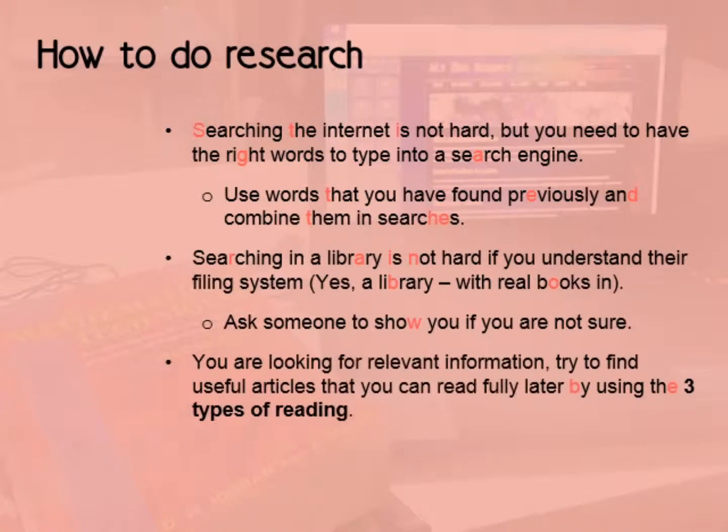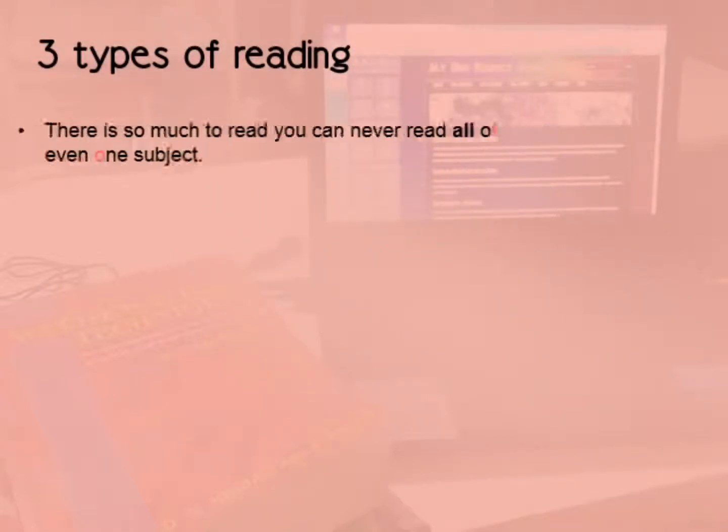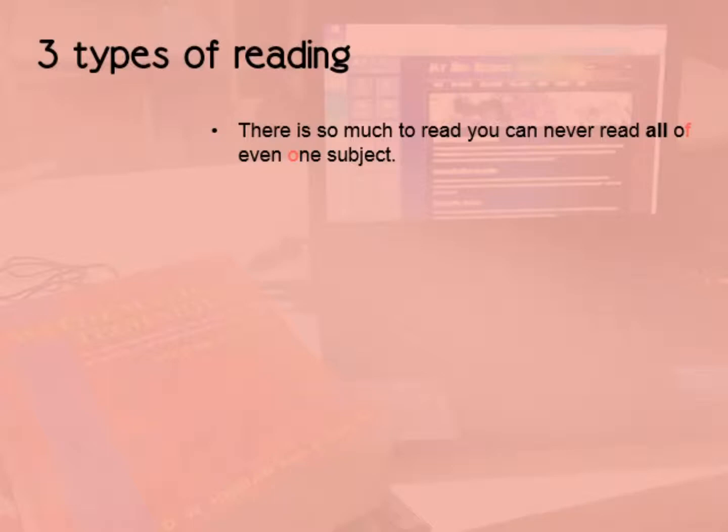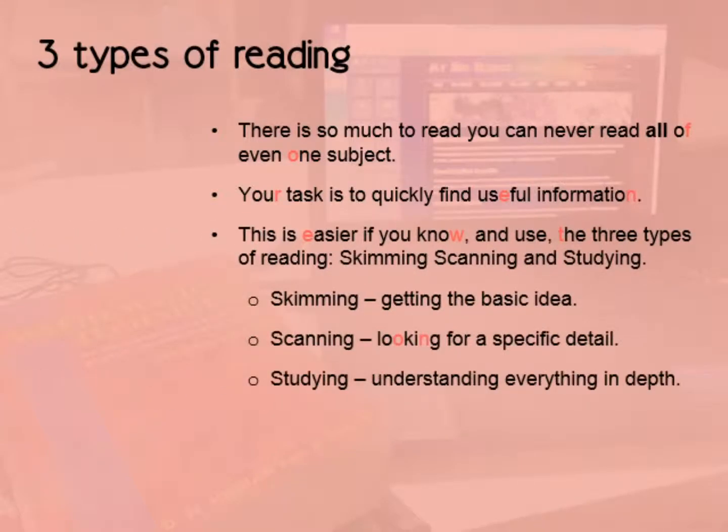How do you look for this relevant information? Using your 3 types of reading, you will try to find the most useful articles as quickly as possible. 3 types of reading. What are they? Obviously, there's so much information on the internet, you can never read all of it, even on one subject. So you have to find information quickly, and you have to be good at finding it quickly. So this is easier if you know how to use these 3 types of reading: skimming, scanning, and studying.